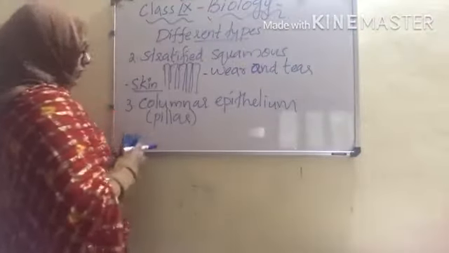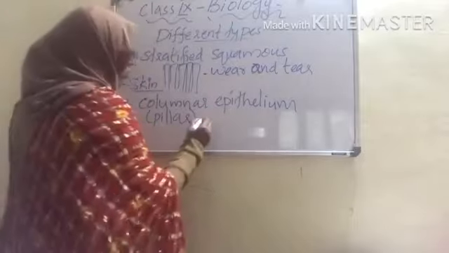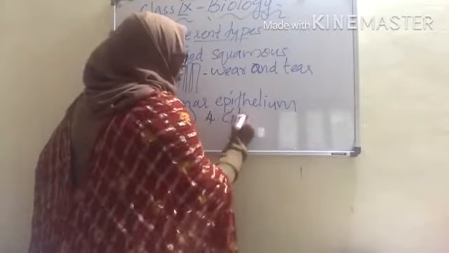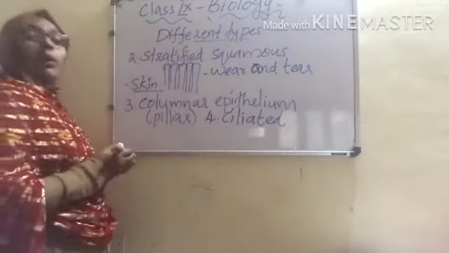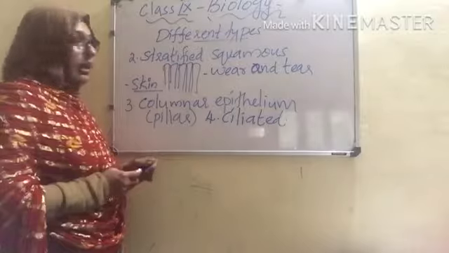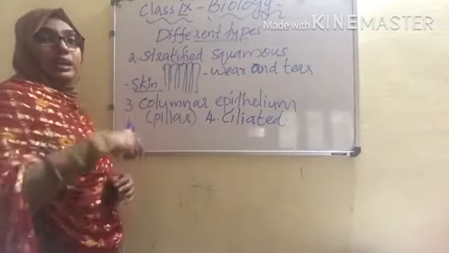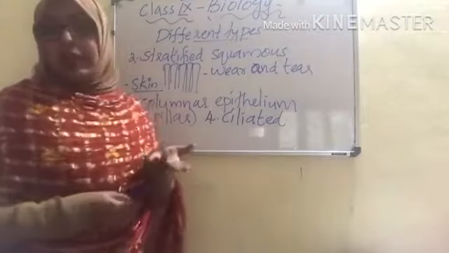Okay. And the fourth one is the ciliated epithelium. I hope I could write over here. Can you see? This is the fourth one, the ciliated epithelium. What is the ciliated epithelium? Yes, cilia come as an additive portion for the epithelium. Cilia means hair-like structure.